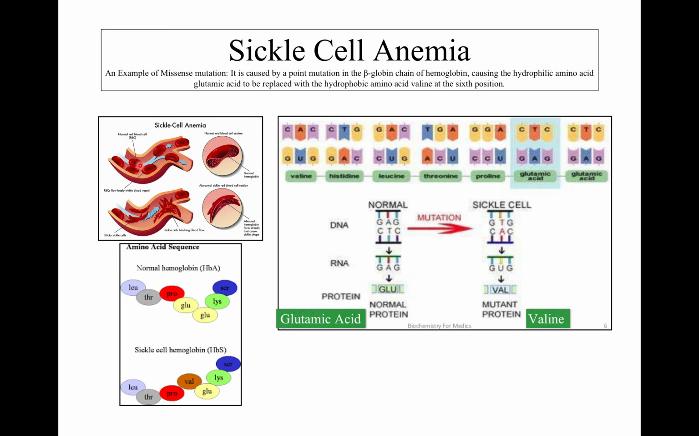This is a normal RBC which flows freely within the blood vessels, with the normal hemoglobin. And sickle cells you can see are sickle shaped and they block the blood flow, because they have an abnormal hemoglobin form that causes the sickle shape. If there is a normal hemoglobin, then the sequence will be leucine, threonine, proline, glutamic acid, lysine, and serine. But now at the sixth position, you can see in place of glutamic acid there is a valine. So this is an example of missense mutation.